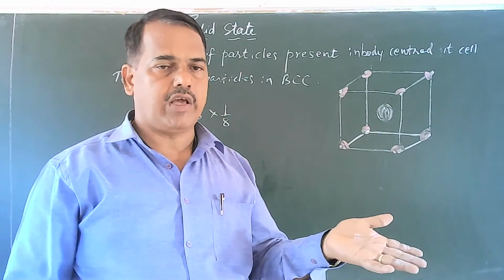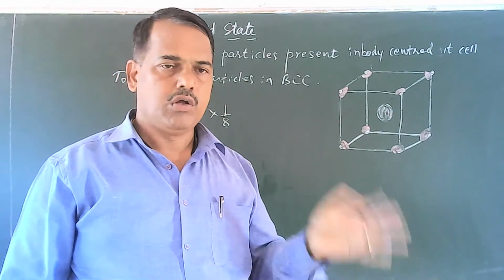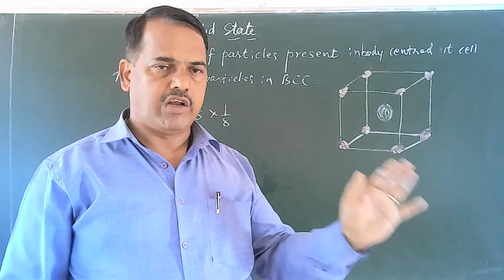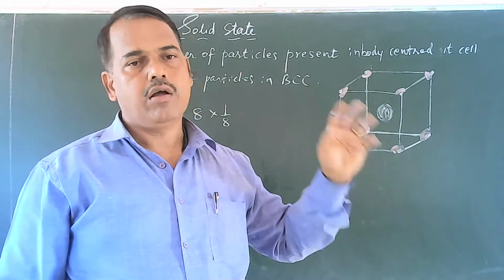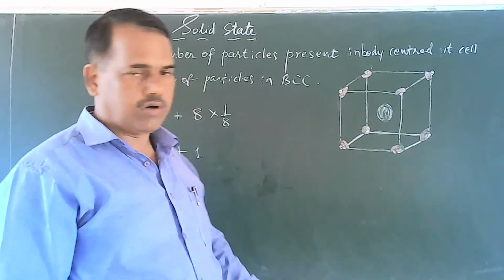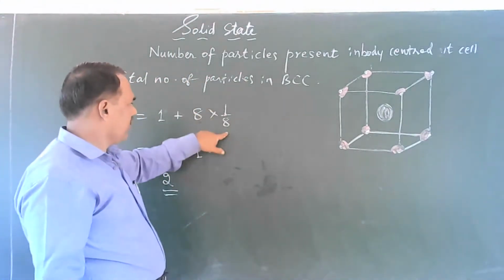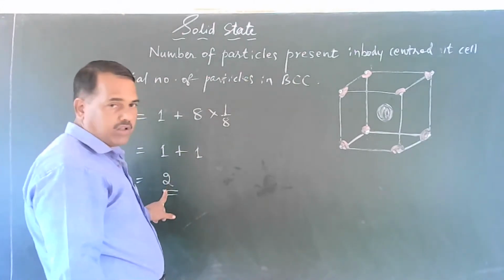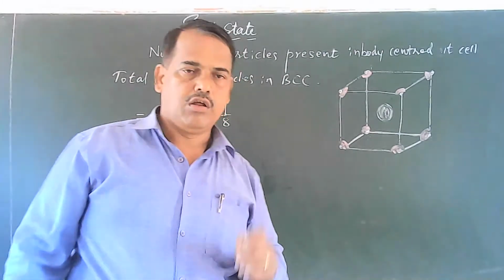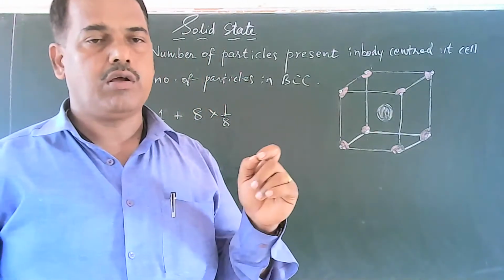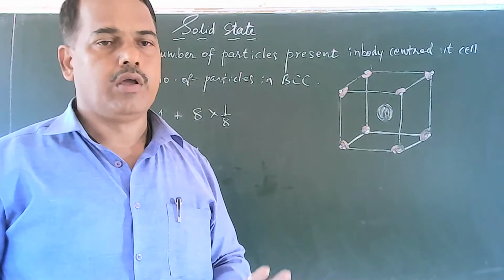Understood? How many particles are there? How many atoms are there in BCC? Only 2. One is from the center of the body and another is the contribution from the corners. So therefore, 1 plus 8 into 1 by 8, which is 1. So it is nothing but 2. The total number of particles present in a body centered cube is 2. Are you clear? Okay.